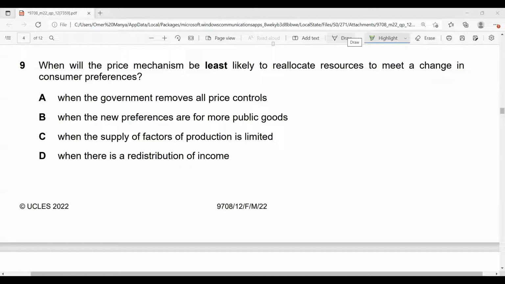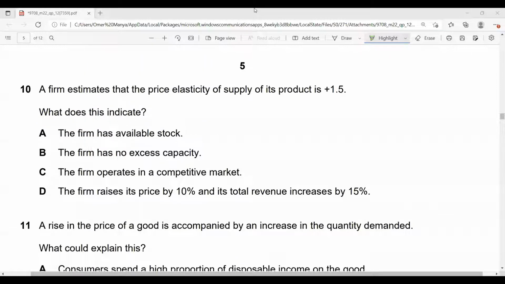Public goods suffer from the free rider problem, so they tend not to get produced unless provided by the government using tax revenue. So in this case, the price mechanism will be least likely to function according to consumer preferences when they relate to public goods. A producer that cares about profit will not be concerned when there's a change in preference for public goods because it doesn't provide them the profit that they need. So, this is the one that will get ignored when it comes to the price mechanism.